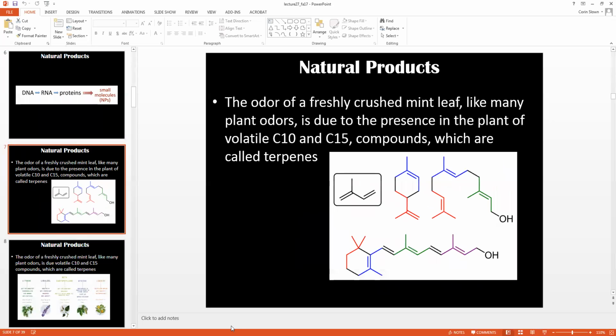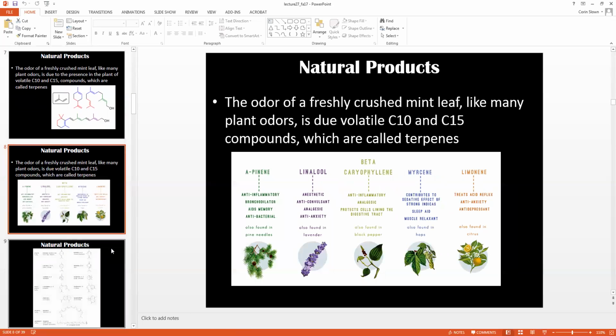For example, the odor of a freshly crushed mint leaf, like many plant odors, is due to the presence in the plant of volatile C10 and C15 compounds, which are called terpenes. You actually looked at terpenes when you were in lab. While this odor is common to terpenes, it's found in a variety of plants. Alpha-pinene, linalool, beta-caryophyllene, myrcene, limonene: these are all examples of different chemical compounds found in different plants, but that all contain terpenes.